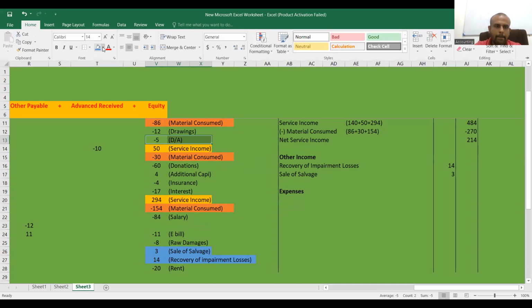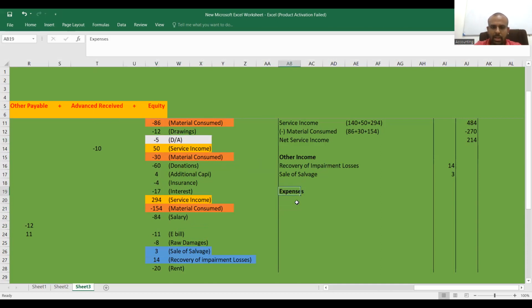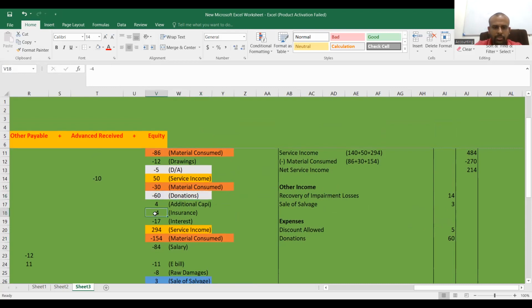You get first discount allowed. Discount allowed you can recognize as an expense. It's 5,000. Donation 60,000. Then insurance 4,000. See, in the expense column and the equity column, we have put only the amount relevant for the period. Then you can directly trace it. Insurance 4,000. And then you are supposed to get the interest. Interest 17,000. Interest is also an expense. 17,000.